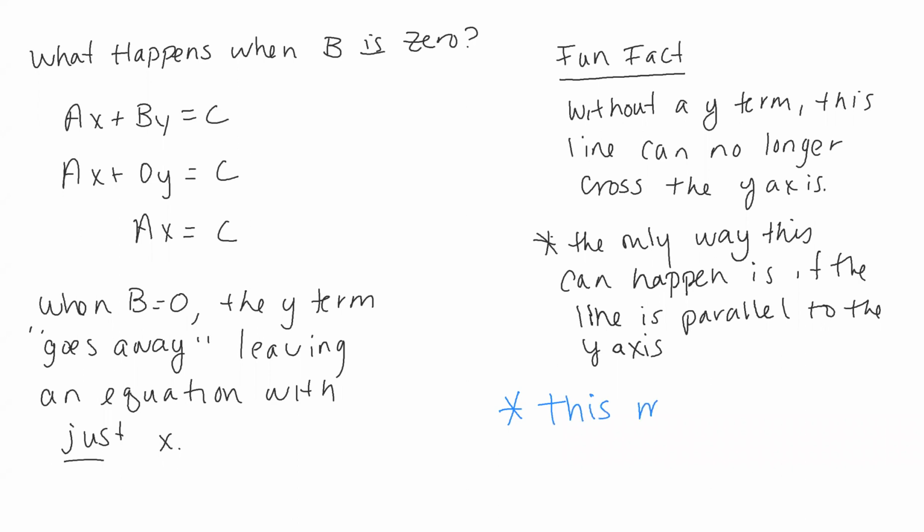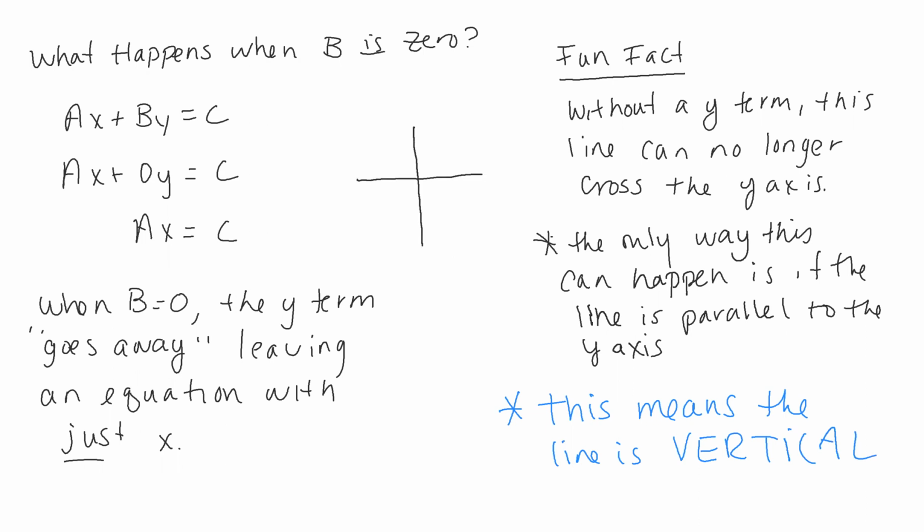This means the line is vertical. So let's look at that. All right. Without a y term, we can't touch the y-axis. The only way to live in the Cartesian plane and not touch the y-axis is if the line is vertical. Okay. So when you have an equation that only contains an x, you then have a vertical line.